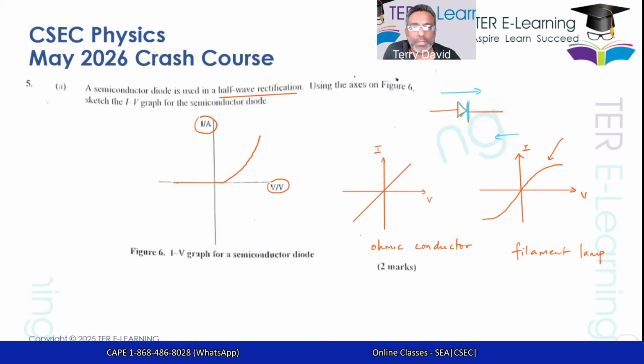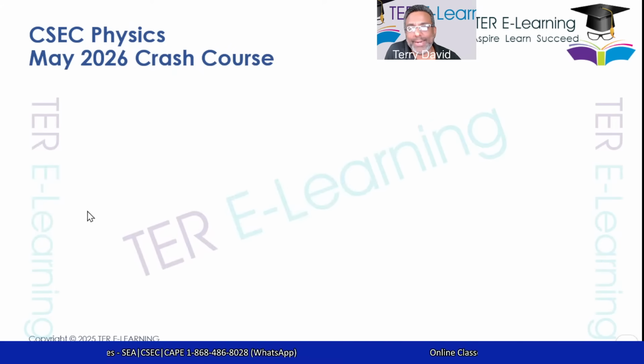All right. What else we have here? That's part A. Right, part B, they want me to complete the truth table for a NAND gate.